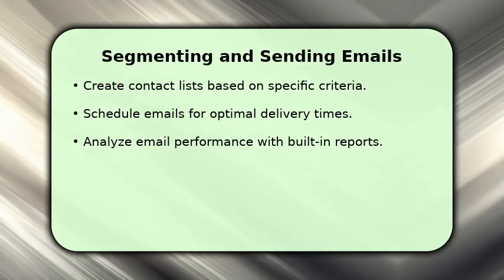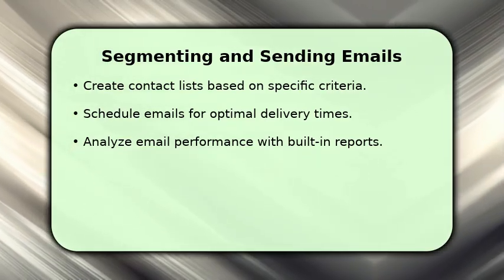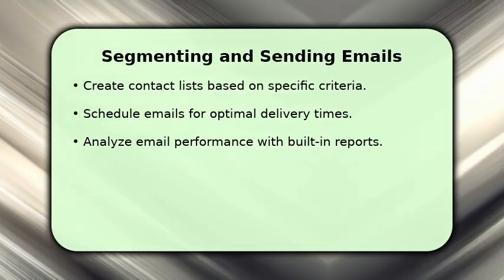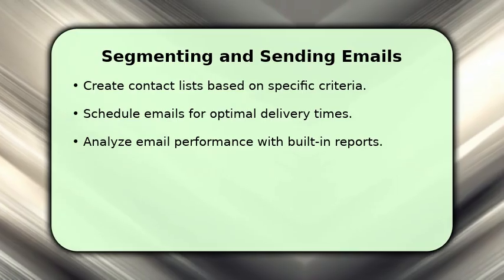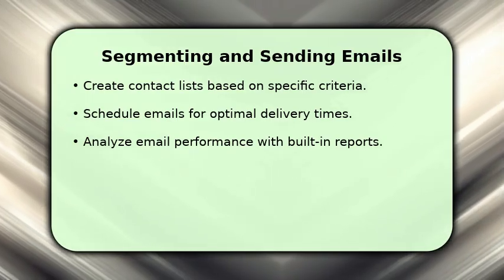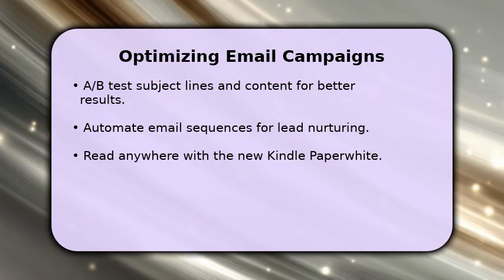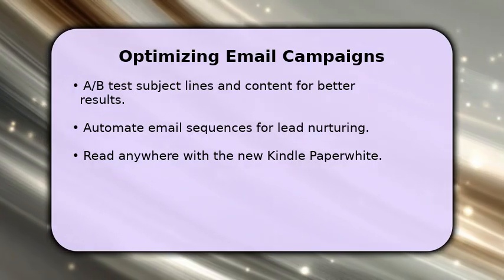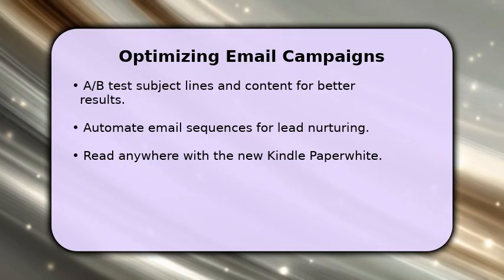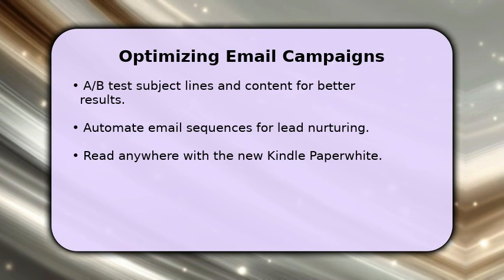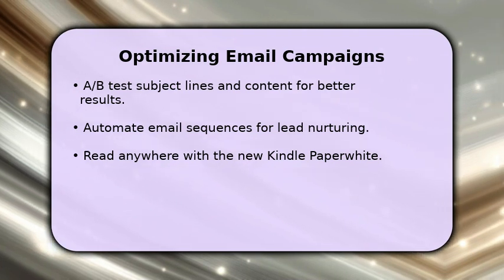Once your email is ready, schedule it for a time when your audience is most likely to open it. After sending, dive into HubSpot's analytics to track open rates, click-through rates, and other key metrics to refine future campaigns. To truly optimize your email marketing, consider A/B testing different elements like subject lines or calls to action. Even small changes can lead to significant improvements in engagement.